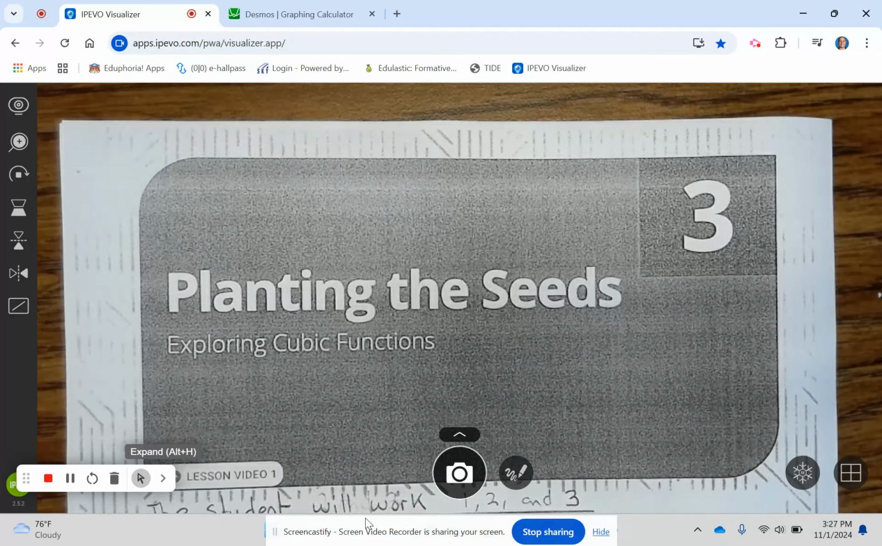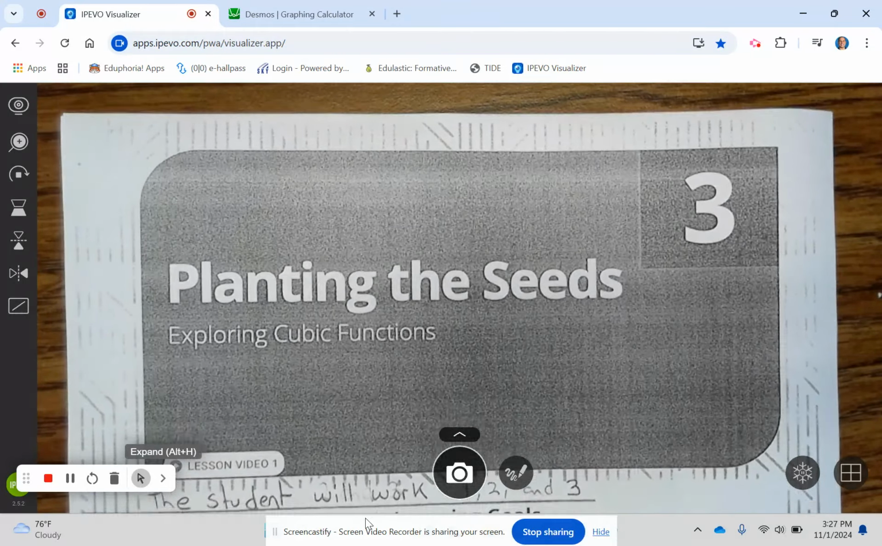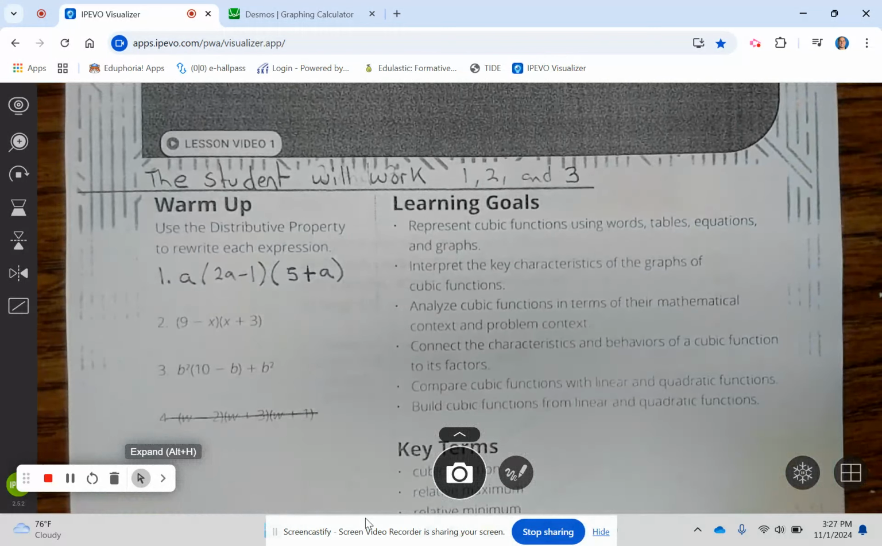Okay, Wildcats, so we're at lesson 3, Planting the Seeds, exploring cubic functions. The student will work 1, 2, and 3 of the warm-up. All right, let's take a look at the next page.